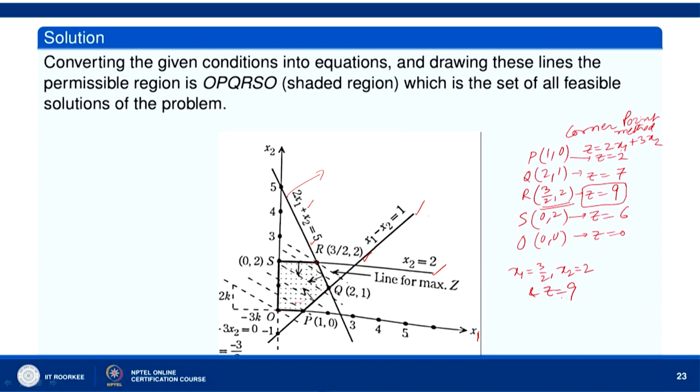Now, let us see the iso-cost or iso-profit method. So, draw the line 2x1 plus 3x2 equal to 0. That means 3x2 equal to minus 2x1. So, x2 upon x1 is minus 3 over 2. So, the slope of this line is minus 3 over 2.